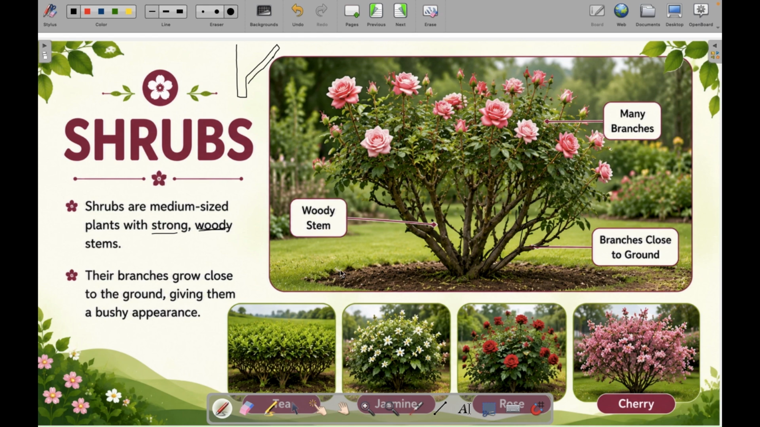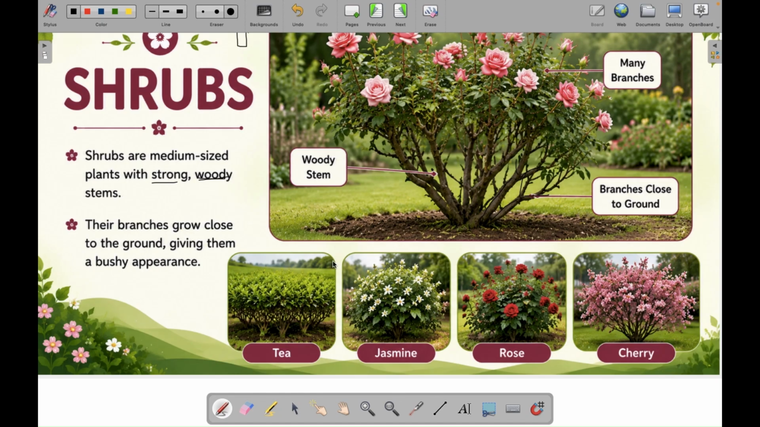What are some examples? Tea. Again, if you look at this property: a medium sized plant, strong and woody stem, and branches growing close to the ground. Jasmine has the same property, rose has the same property, and the cherry plant has the same property. Okay.